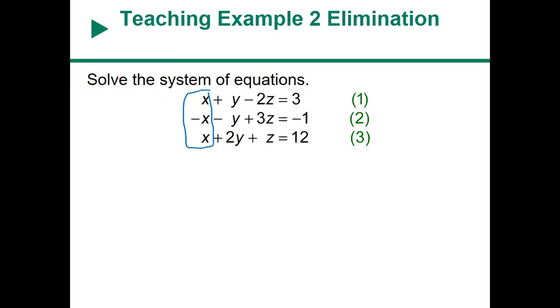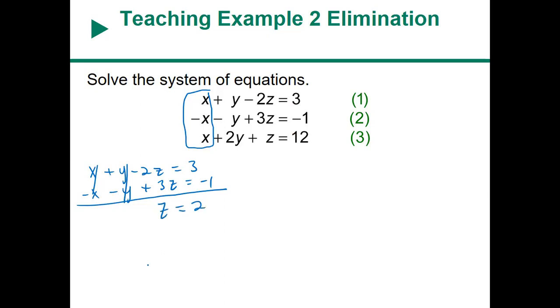So I'm gonna do equation 1 and equation 2 first. So I have x plus y minus 2z equals 3. Then I have negative x minus y plus 3z equals negative 1. When I combine, not only do my x's eliminate, but also what eliminated? The y's. So I'm left with 1z equals 2.